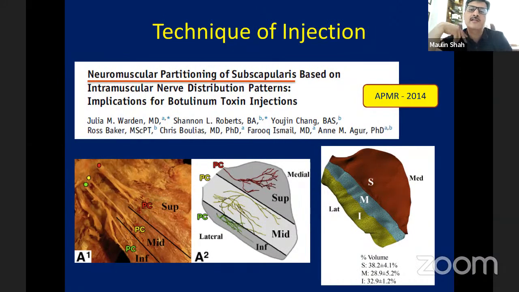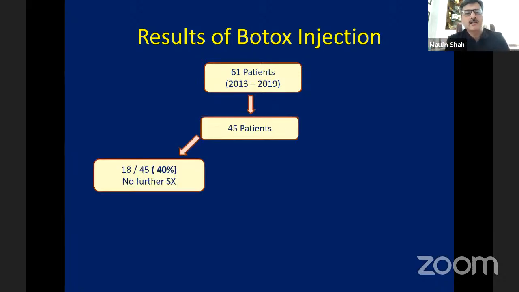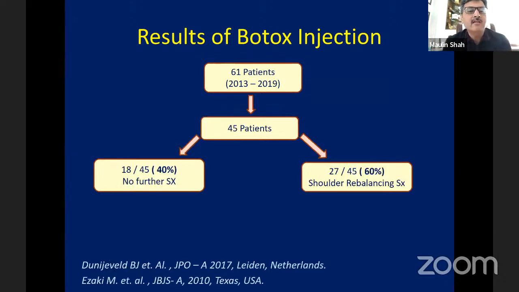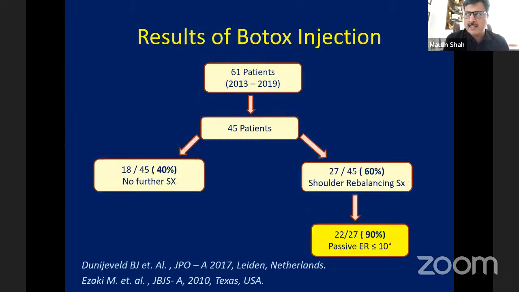Sheenam, can you go ahead to the next slide? This was an intermediate follow-up group with 61 patients who were injected between 2013 and 19. Out of those, 45 patients were available for follow-up, and we found that 40% of these patients did not require further surgery because they improved in their elevation and global external rotation to grade 4 or 5. So parents declined, they did not want surgery.